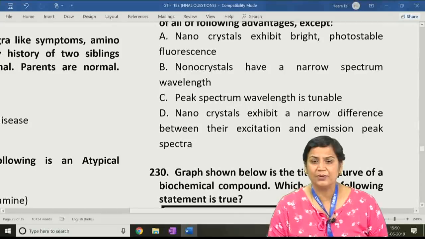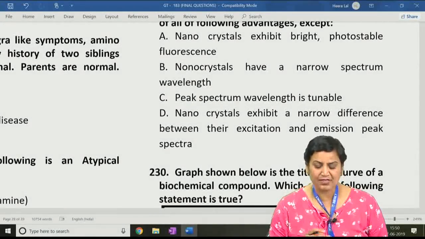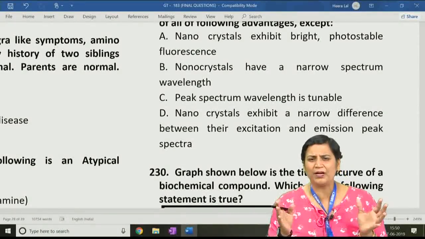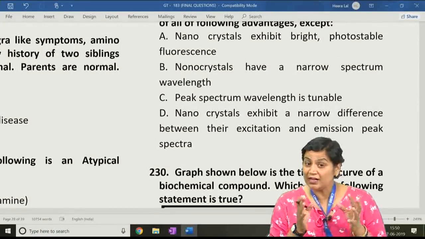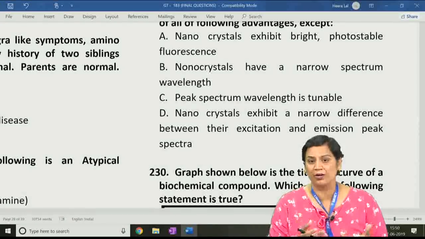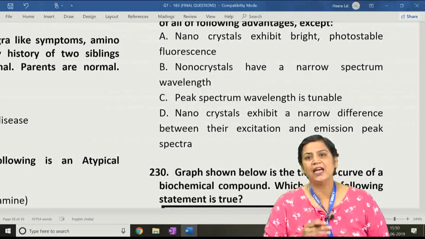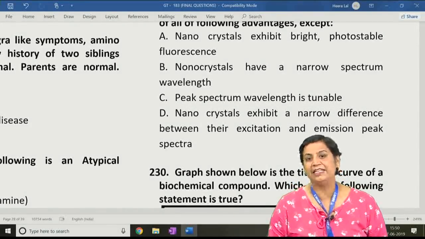And nanocrystals exhibit a narrow difference between their excitation and emission peak spectra. This is wrong. Nanocrystals always exhibit a very big difference between their excitation and emission peak spectra so that we can differentiate the particles. It has to be broad. Then only we can see the difference when it is excited and when the emission peak is observed. So the answer to this question is D.